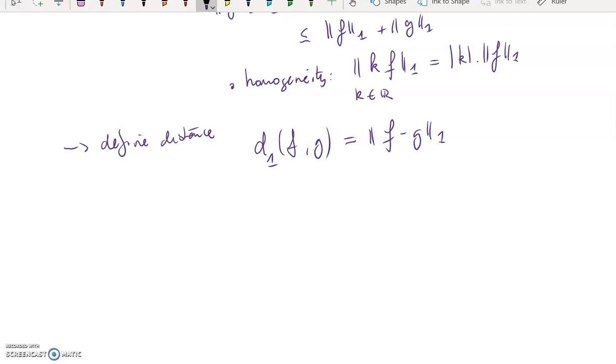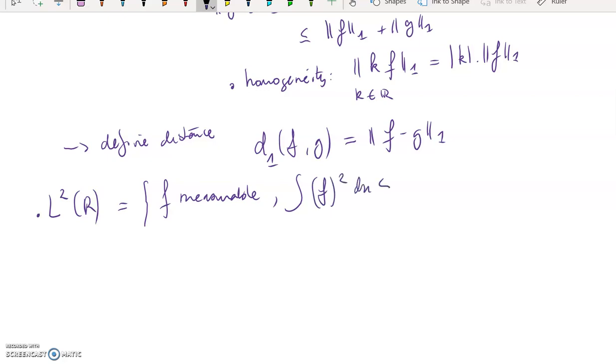Let's go for the next one, the L2 space. I've already stressed that it's going to be the most important space for us this year, and one of the most important spaces for applications. So what do we have? Guess what? We want f to be measurable, and instead of only the absolute value giving a bounded integral, we want the square of the function to be integrable. So you can also say it's the space of square integrable functions.